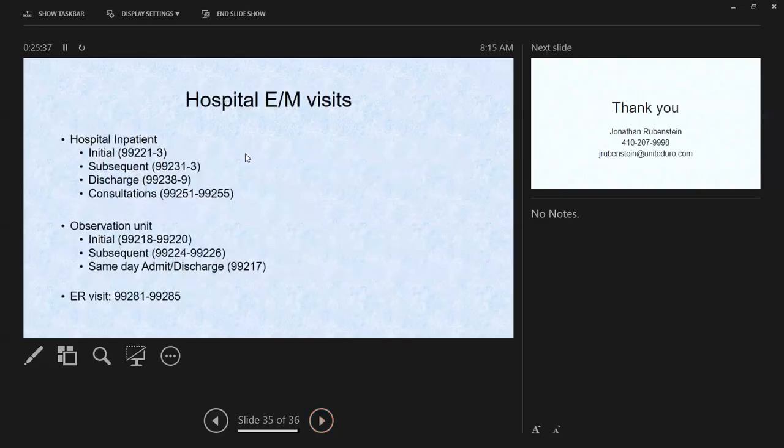Hospital E&M visits: again, it's important to understand the difference between a hospital inpatient and an observation unit. And remember, unlike the office setting, where you have new and established patients and consultations, hospital billing is the initial visit during that hospitalization and the subsequent visits during the hospitalization. So even if the patient is established to you, every time they're admitted to the hospital and you see them, it would be an initial visit and subsequent visits, which is different than the new patient and consult that you would do as an outpatient.